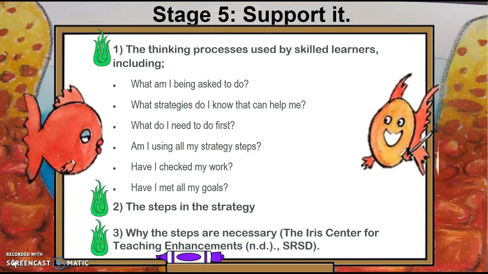In stage 5, we still have the same thinking processes as stage 4 and stage 3. But in stage 5, this is the time for us as teachers to support the students by working with them to choose the strategy and at the same time instruct the students in using the thinking processes. This can be done in small group practice, which you'll see in my video, practice with a peer, and one-on-one instruction. So now we're walking them through the steps of how to use the strategy, whichever one we've chosen to teach them.